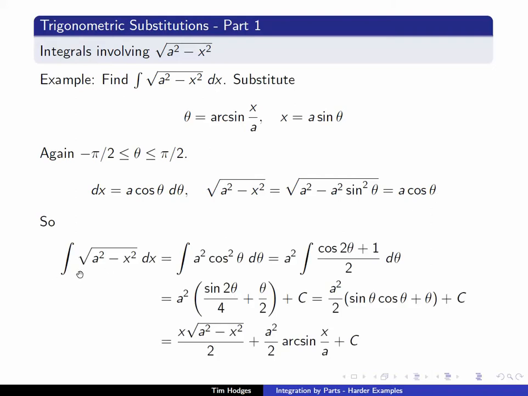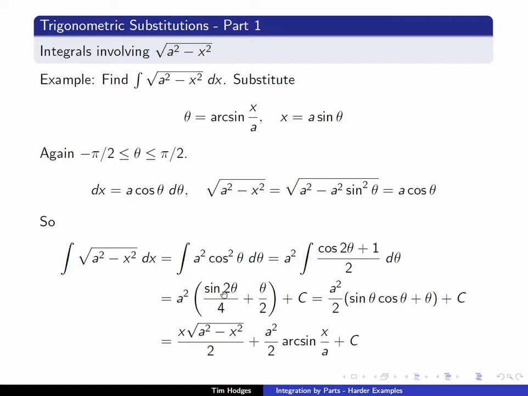So let's look at the calculation now. It's similar to what we did last time. When we do this substitution, dx gives us an a cosine theta d theta, and the radical gives us an a cosine theta. So the a is repeated, giving us an a squared. The cosine repeats, giving us a cosine squared theta d theta. Again, we use the half angle formula to replace cosine squared theta by cosine 2 theta plus 1 over 2. We pull the a squared out the front. We integrate this. Again, we get a squared times sine 2 theta over 4 plus theta over 2, plus c.